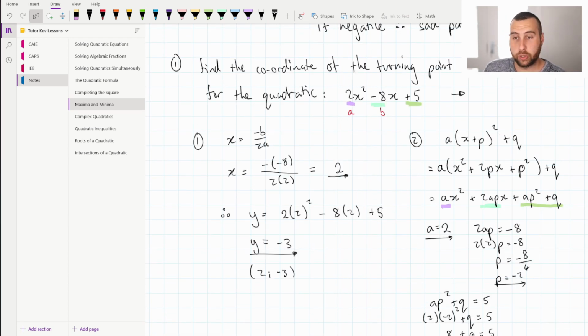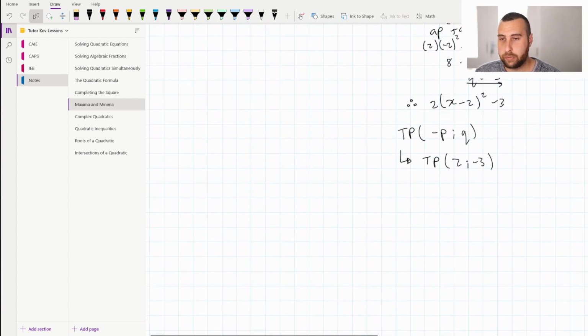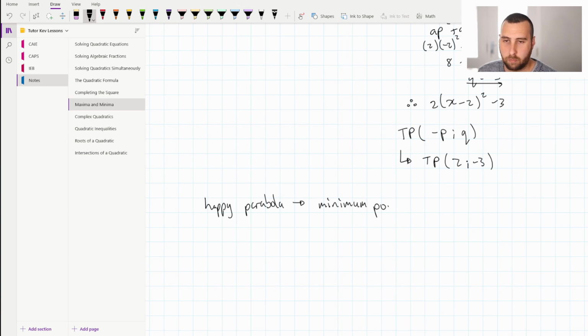Once you have determined the coordinates of your turning point, our next job is to determine whether or not it's a minimum or a maximum. So if we have a happy parabola, we determine that that will have a minimum point. So therefore, if your a value from your standard quadratic form is positive, then you can immediately say that you're going to have a minimum. Your turning point equals a minimum. And then if your a value is negative, therefore your turning point is a maximum.